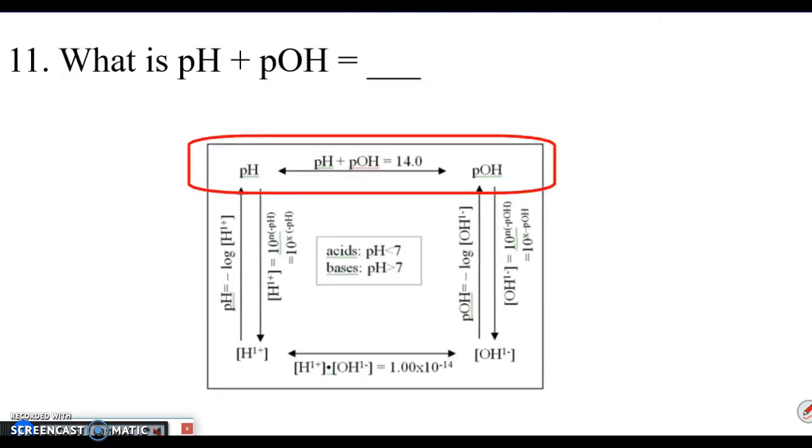So what is pH plus pOH? That chart that is on your cover has the formula right at the top of it. It says pH plus pOH adds up to 14.0.